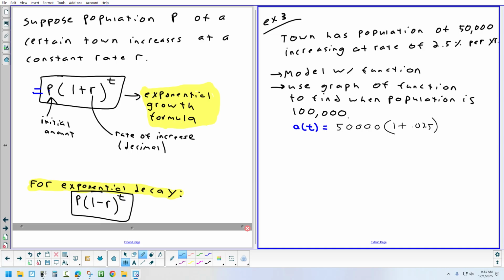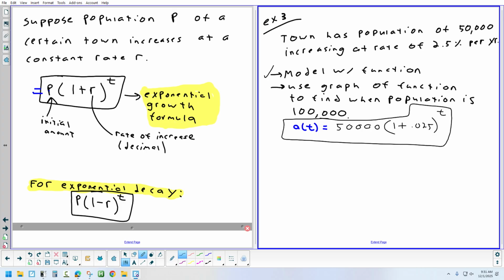Well, t represents the number of years that have gone by. Do we know how many years have gone by? No. It's not like they said predict the population 5 years from now. Then we plug in a 5 for t, right? But since we don't know that, that's all we can do. Okay, so that's the first part, model with a function.